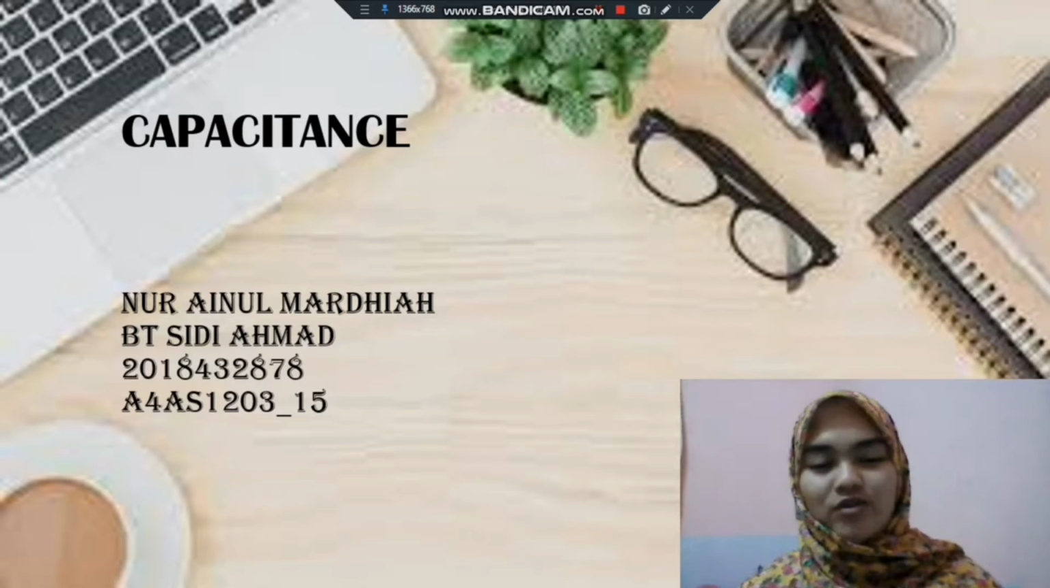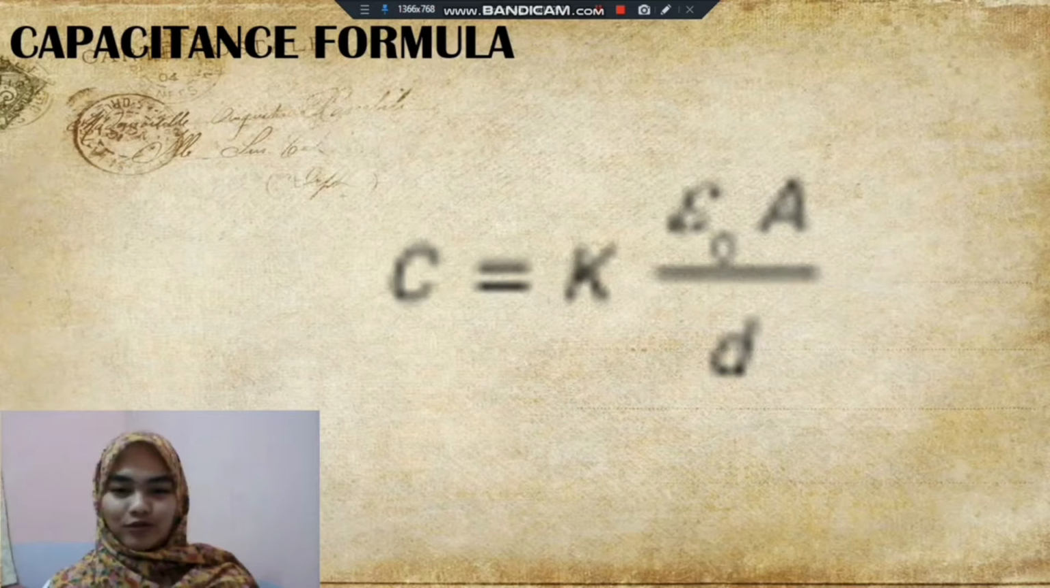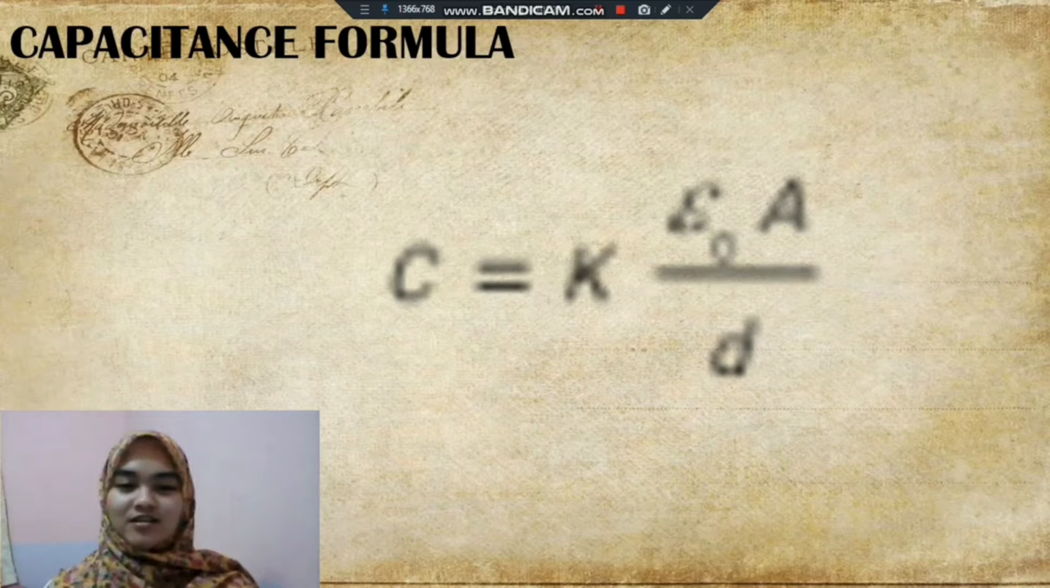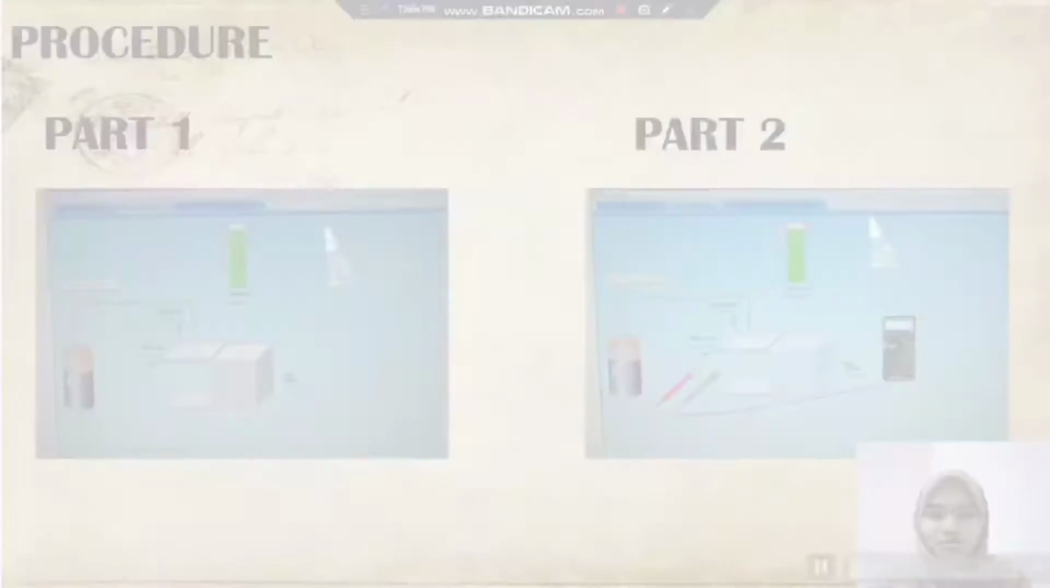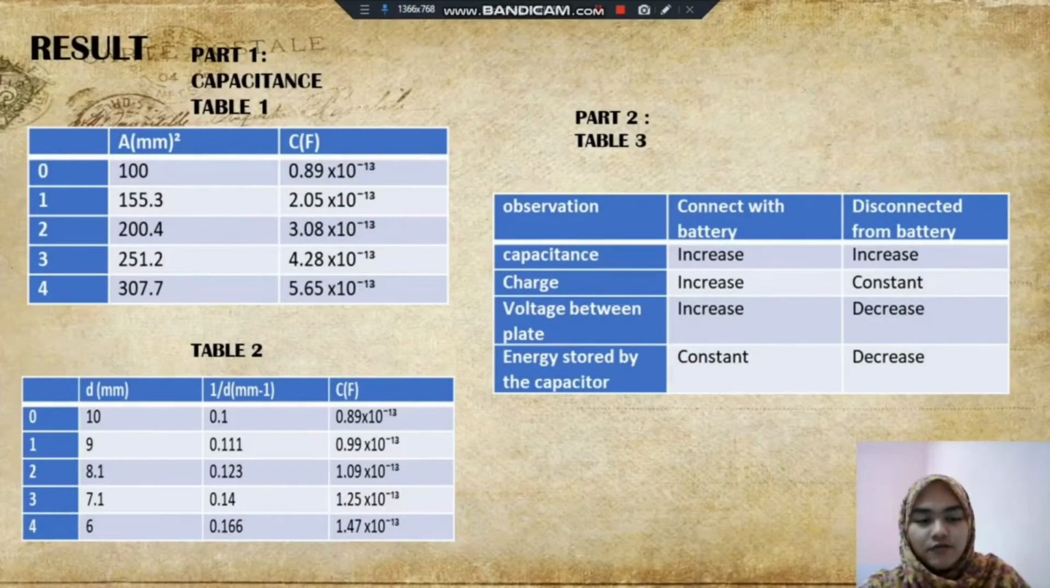In this video, I will summarize the report on the capacitance experiment. The lab manual has given a formula for finding capacitance, and it's basically for a parallel plate capacitor. The procedure that we use to do the experiment has two parts. For the results, part 1 has 2 results and part 2 has 1 result.